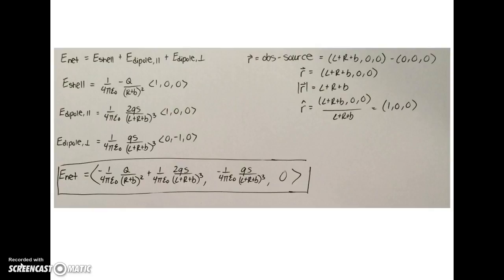And then for the E dipole parallel, we use the equation on the formula sheet for a parallel dipole to your observation location. And then for E dipole perpendicular, we do the same thing. We use the equation from the formula sheet, and for the unit vector, it's negative because E from the perpendicular dipole is pointing in the negative x direction. And then to find E net total, we just add them up in the x and y components, and the z component is 0. And so here are the values for the x and y components.